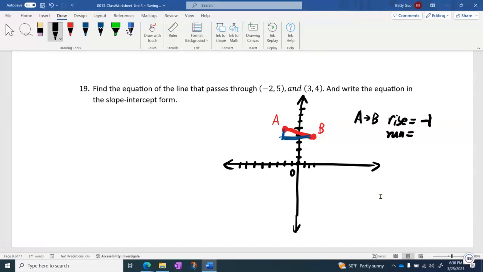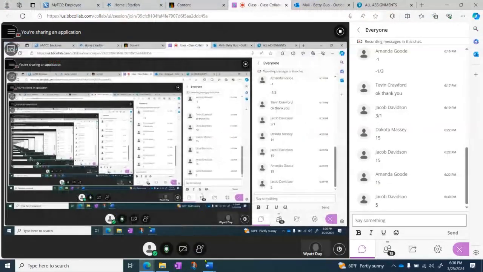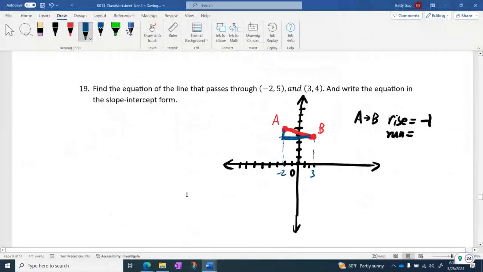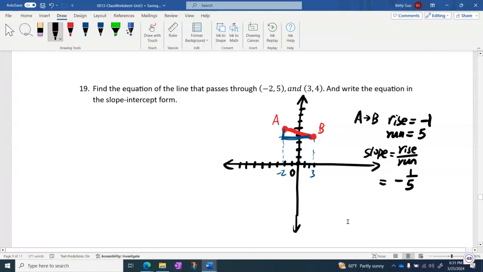How many units positive? This is -2, right? Yeah, my picture is not very accurate. This is -2, and this is 3. How many units to the right from A to B? 5. Awesome. Exactly. Thank you, Jacob. So run equals 5. And slope equals rise over run. We have -1/5. That's the slope. That's one way to find the slope by using the graphical method.